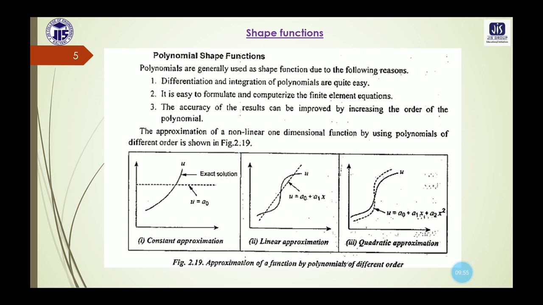Now the approximation of a non-linear one-dimensional function by using polynomials of different order is shown in this diagram. So in case of the constant approximation, then the linear approximation, and the quadratic approximation. The difference between the exact and the approximation function is shown here.